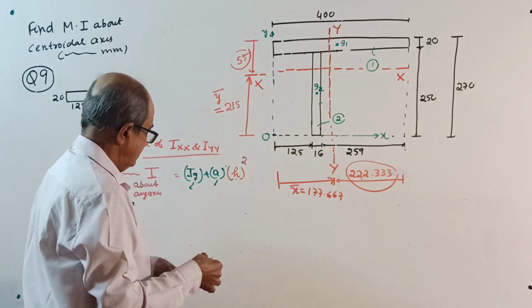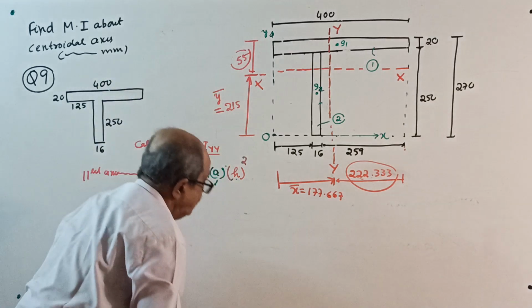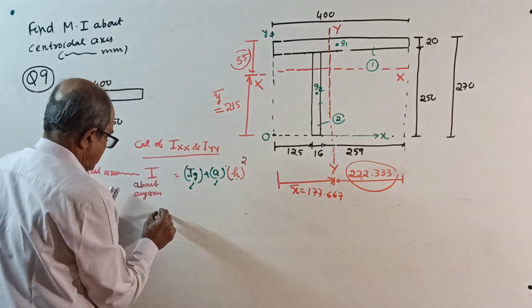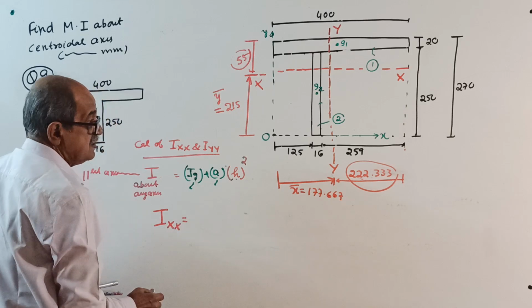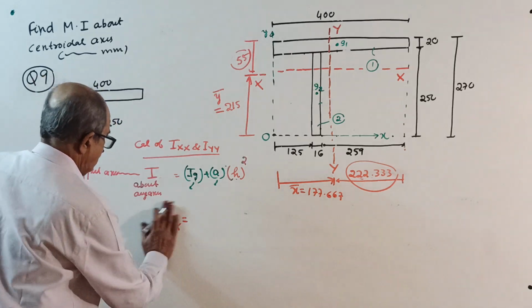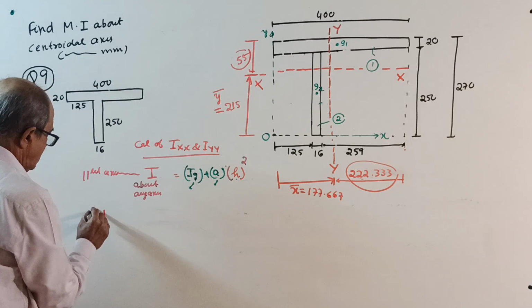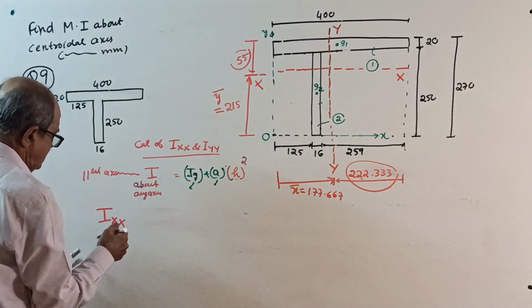Okay, start. Now, first I about XX axis. I'll start here. I about XX. I want more space.